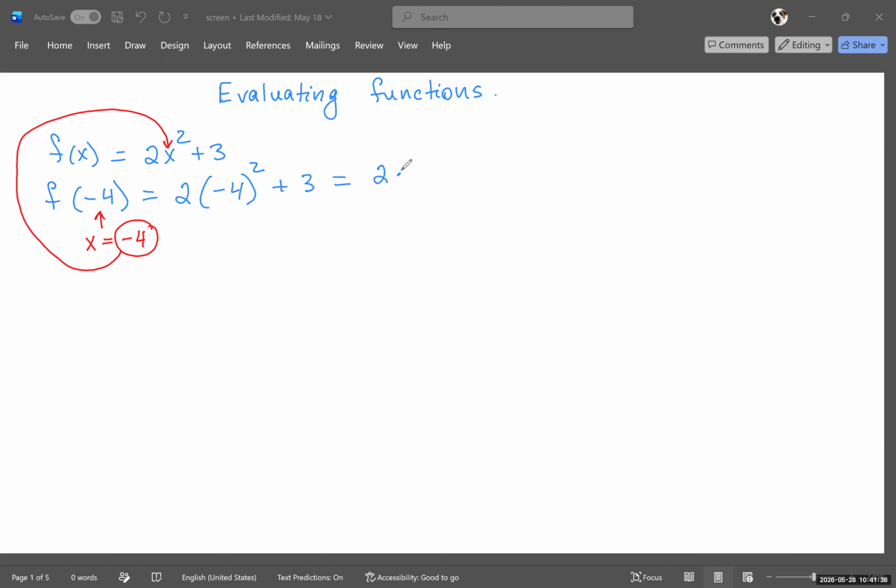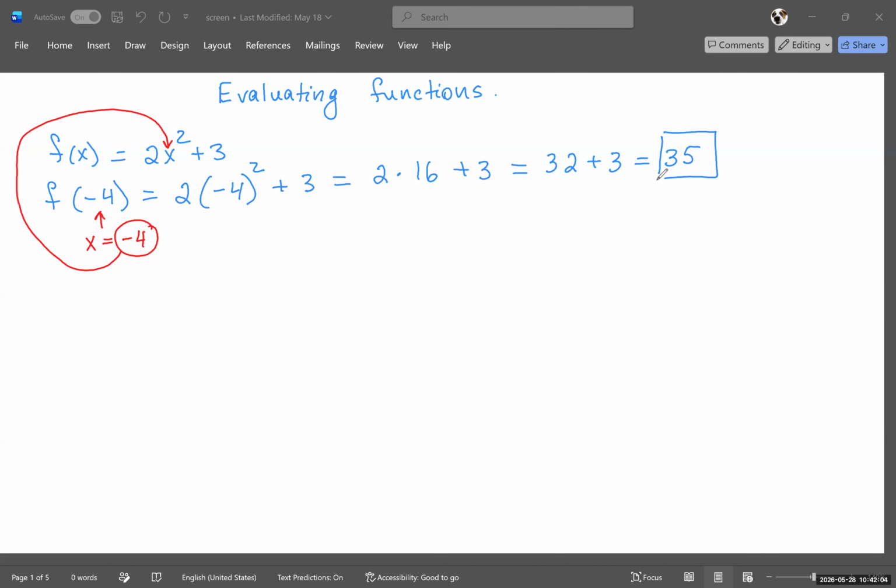That's the same as -4 times -4. So it's a positive 16, and then plus 3. Now multiplying 2 times 16, that's 32, and adding 3 to it, 35 is the final result. So the function f evaluated at x equals -4 equals 35.